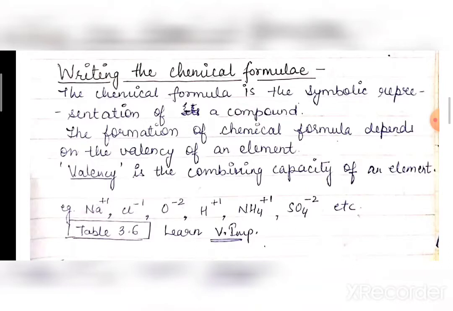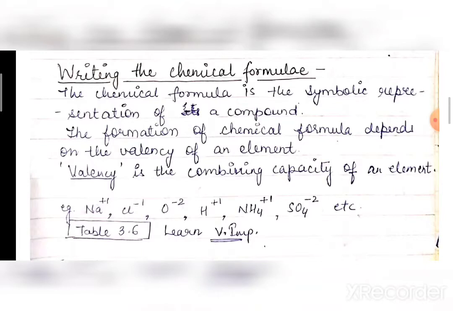So valency is the combining capacity of an element. For example, sodium is having plus 1 valency. That means it loses one electron to complete its octet, that means to become stable by having 8 outermost electrons. Then chlorine is having minus 1 valency. That means it gains one electron to become stable, that means to attain noble gas configuration. Then oxygen is having minus 2, H is having plus 1, NH4 is ammonium cation, it is having plus 1, and SO4 is having minus 2 valency.